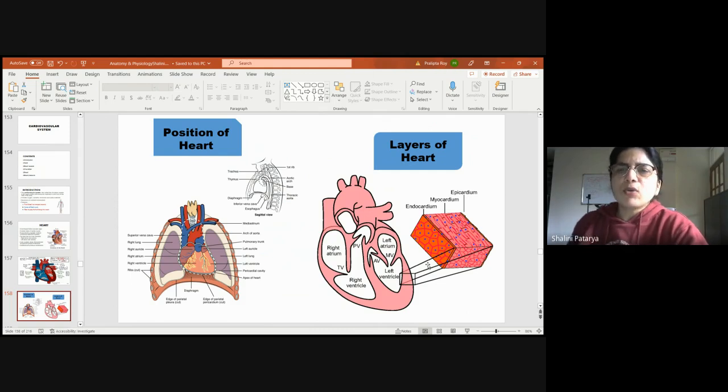So if they ask about the layers of the heart, draw the diagram of the heart. Just mention the outer muscle is having three layers, three protection layers of the heart. Why? Because where is your?